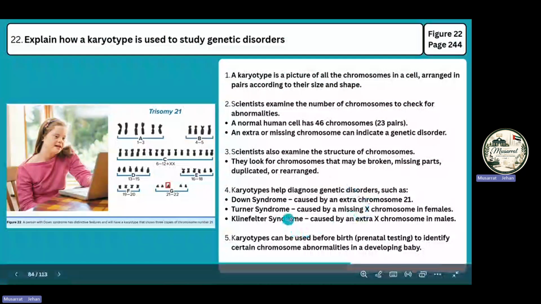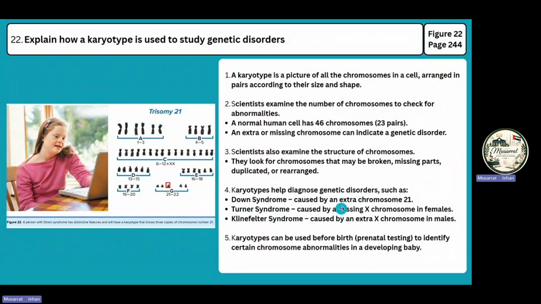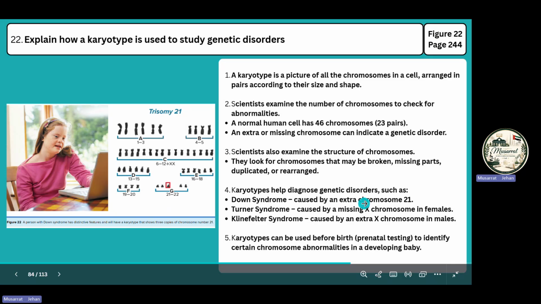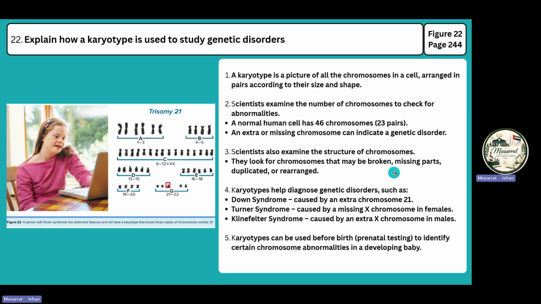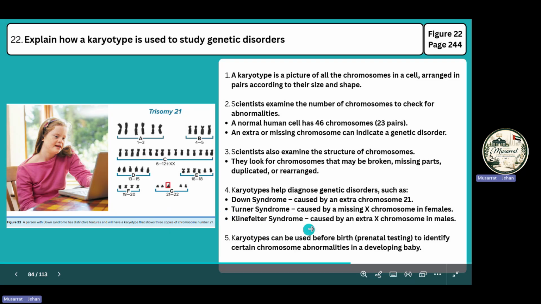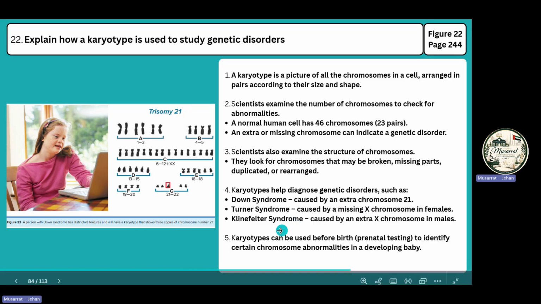Here you see that Down syndrome is caused by an extra chromosome. So it is trisomy. There are 3 chromosomes in chromosome number 21, instead of the normal pair. So if they give you this karyotype and show you chromosome 21 with a red square mark, with 3 chromosomes, and they ask you which genetic disorder it is, you are going to remember that this is Down syndrome. Turner syndrome is caused by a missing X chromosome in females. In females there will be 2 X's. If one is missing, there's Turner syndrome. Klinefelter syndrome is caused by an extra X chromosome. In males, normally it is XY, but if there are 2 X's and 1 Y, it is Klinefelter syndrome.